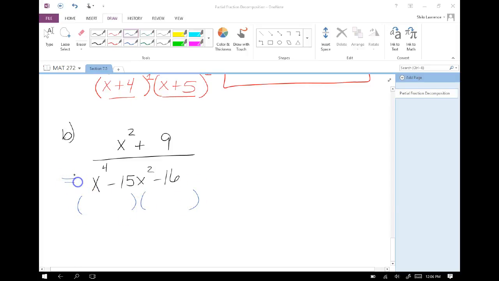This is quadratic in form. It's a trinomial. We should be able to factor it into two binomials with x squareds in the front. We're looking for two numbers that multiply to be negative 16 and add to be negative 15. And that's going to be a minus 16 and a plus 1. Now be really careful because we can factor further. X squared plus 1 is an irreducible quadratic, but x squared minus 16, that's a difference of squares. That will factor to x plus 4, x minus 4.